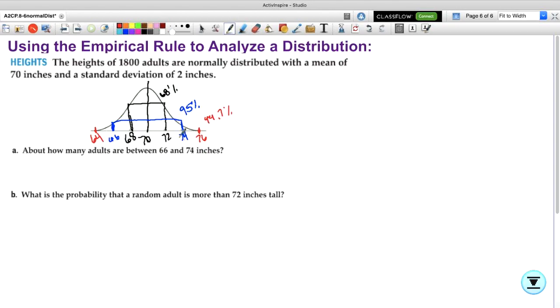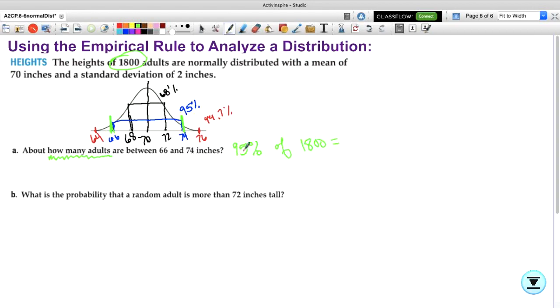Now let's take a look at our questions. How many adults were between 66 and 74 inches tall? So between here and here. Well, that's pretty kickin'. Look, it represents our 95%. Now you're like, sweet, we're done with that problem. I want to slow you down. The question isn't what percent of adults are between 66 and 74. They're asking how many adults. So I need to figure out 95% of the amount of adults that they surveyed, and they surveyed 1,800.